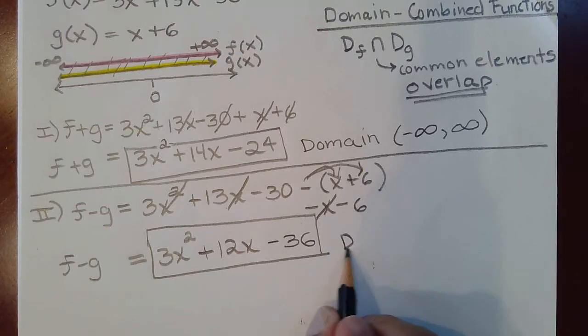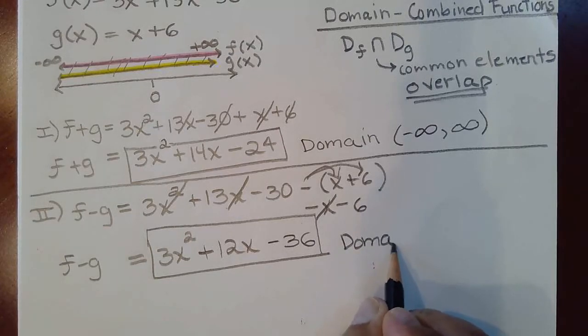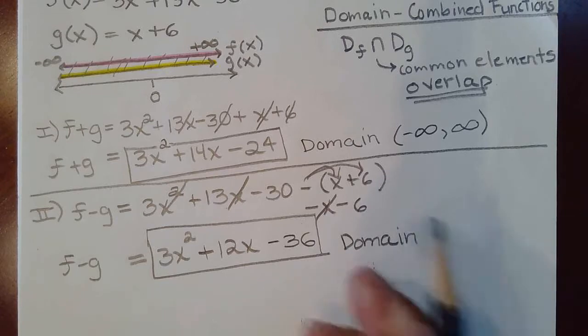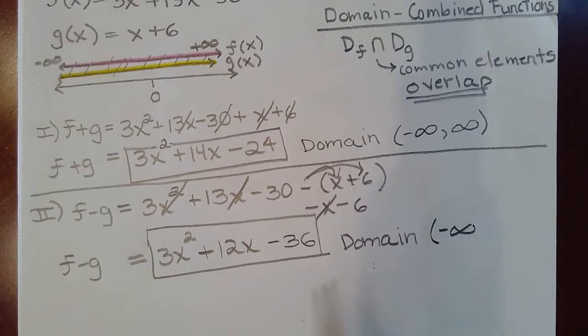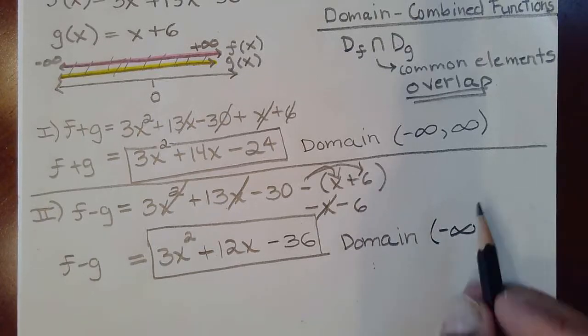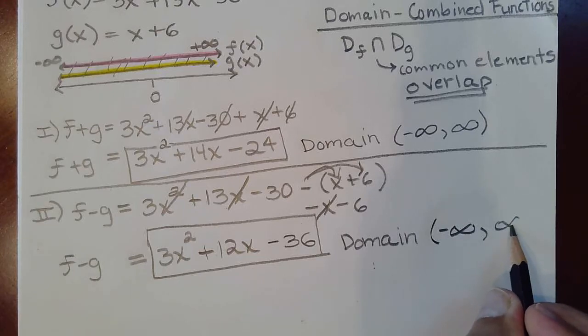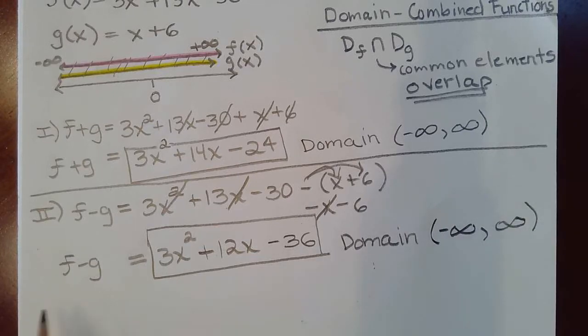The domain is still the same as what we observed for the combined functions. We looked at the overlap, which is how you find the domain for these combined functions. And I have no new restrictions imposed by combining through subtraction. So it's still negative infinity to infinity.